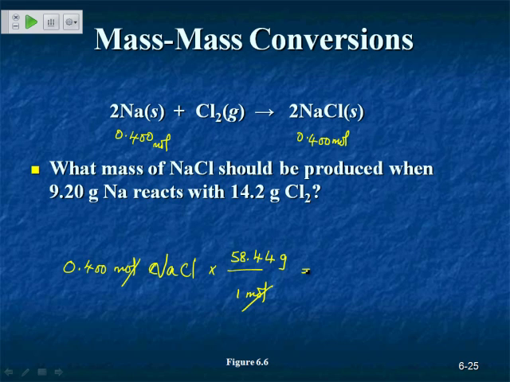How much sodium chloride? 0.4 multiplied by 58.44 will give you what? 23 point, I need only one more figure. Did you follow what we did? If not, please ask before we go to the next example.